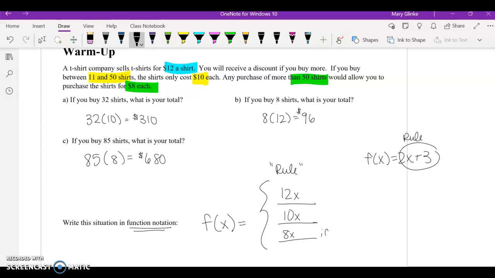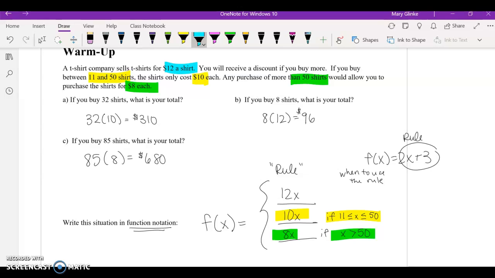So for instance, the last one, you only used this rule if you ordered more than 50 shirts. So this down here is telling you when to use the rule. So this rule only applied if you ordered more than 50 shirts. The $10 shirt only applied if we were anywhere in between 11 and 50 shirts. So if we were in between 11 and 50 shirts, we would show that with this inequality, showing the number of shirts here would be somewhere in between those two values, including those values.